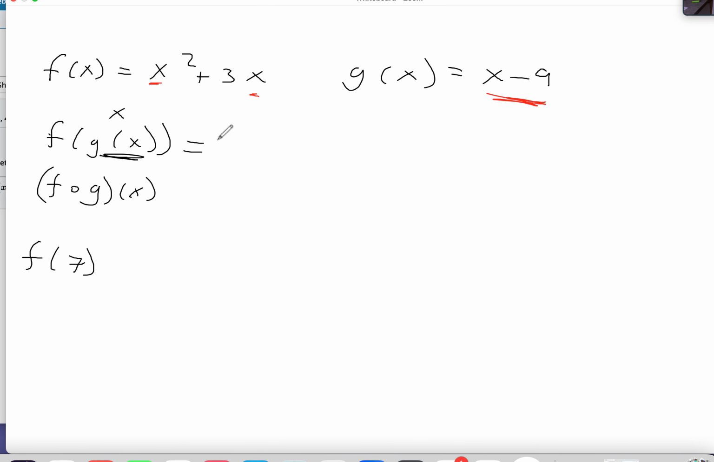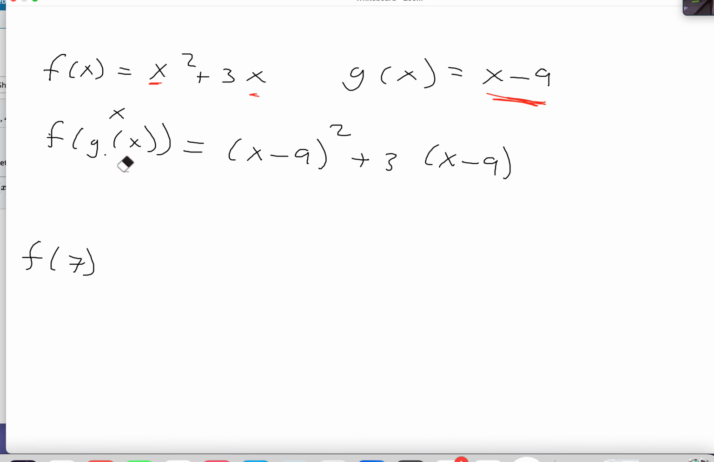So instead of x squared, we now have x minus 9 squared. And instead of plus 3x, we have plus 3x minus 9. And then let me erase this stuff down here just to clean this up a little bit. Okay, so this is on the way to right, but we still have to simplify this a little bit.